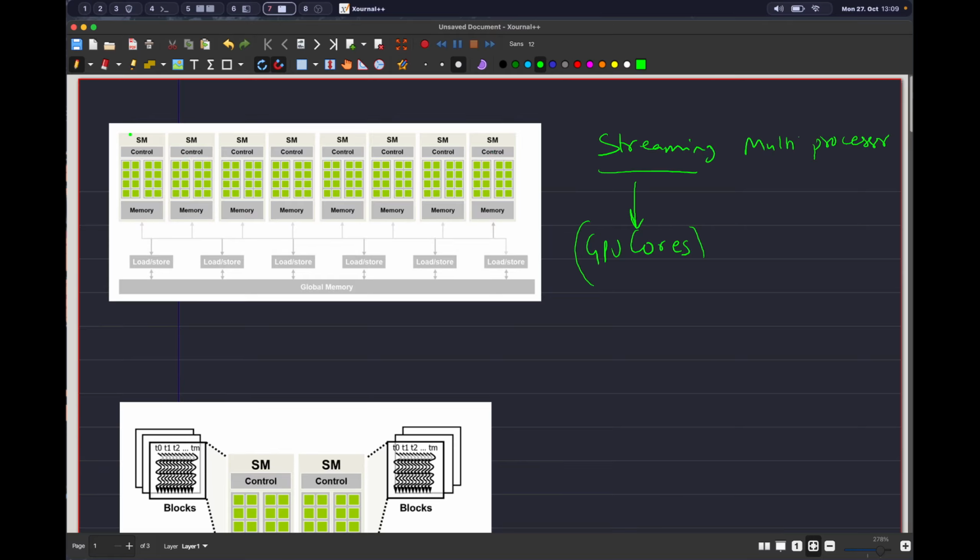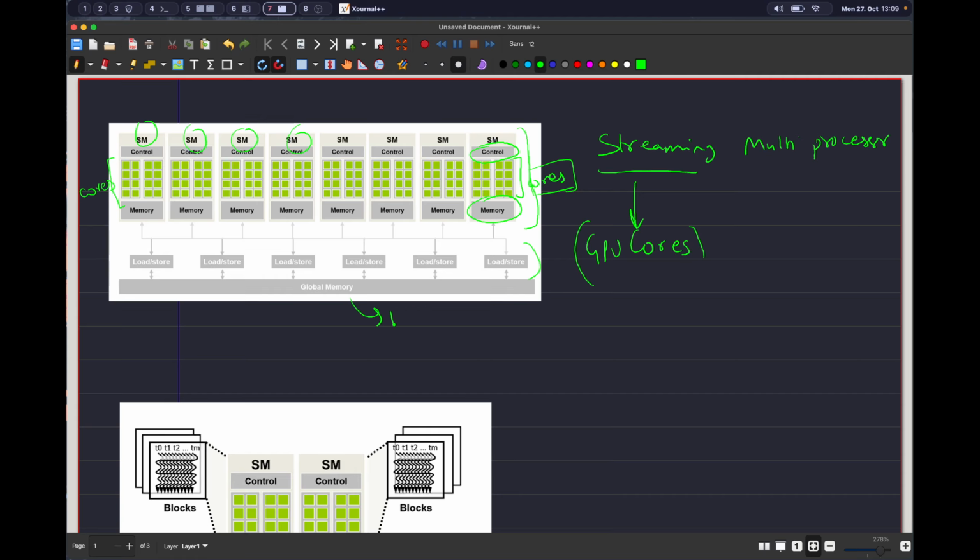So you will see that there are multiple streaming multiprocessors available. Each of them has these green cores, and these cores are highly threaded. These streaming multiprocessors also come with their on-chip memory. So each SM will have its own memory, control logic, its own ALU, its own cores, its own registers and everything. Then there is a mechanism for loading and storing the data from global memory.